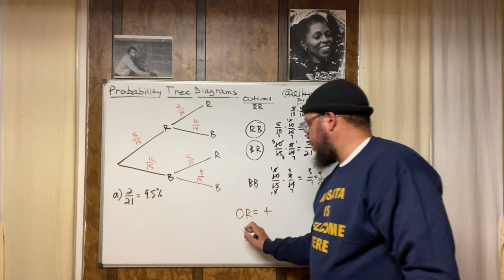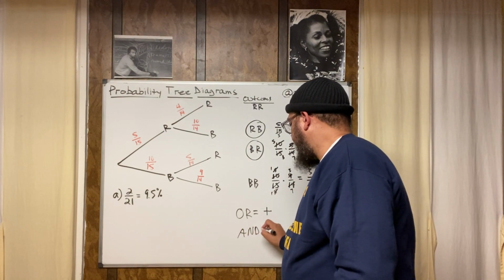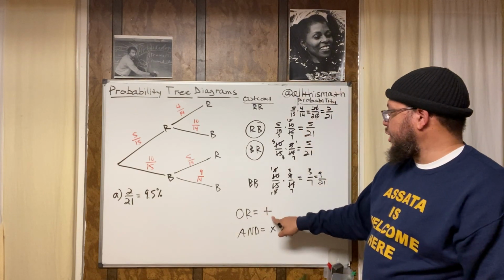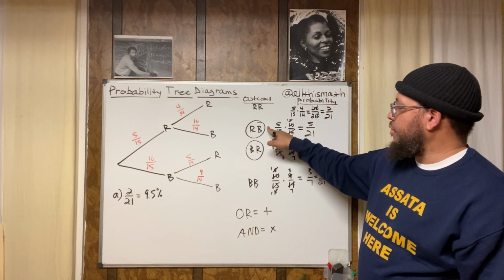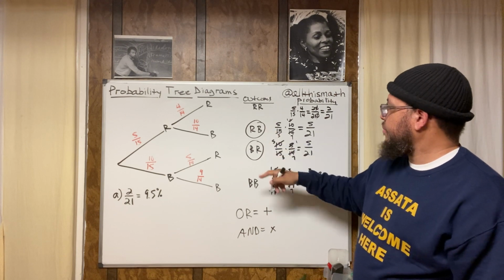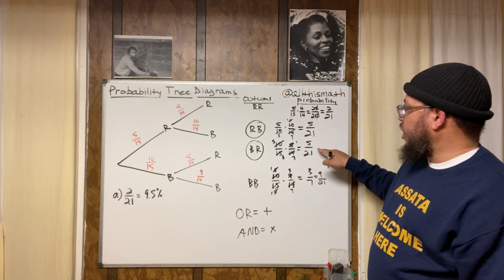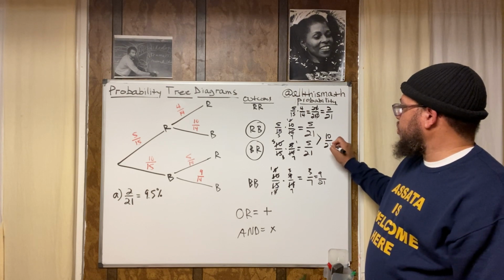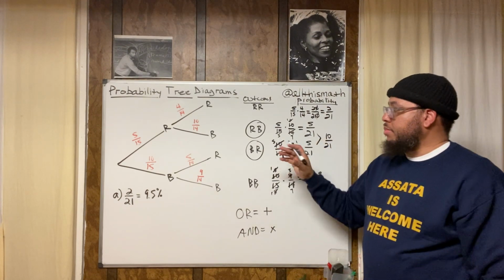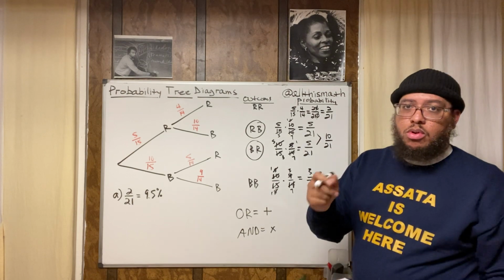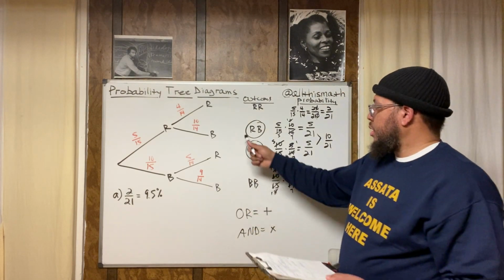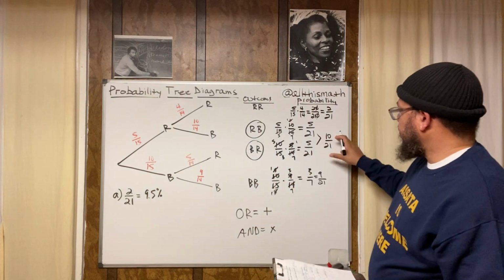The word and means that you multiply. The word or means you do addition. So this or that, this or that. So this is 5 over 21 plus 5 over 21. They add up to 10 over 21. So the probability of pulling a red marble and then a blue marble, or a blue marble and then a red marble, is going to be these two put together. 10 out of 21.